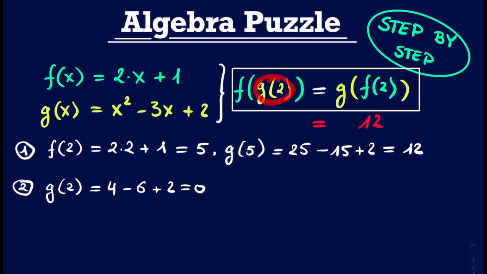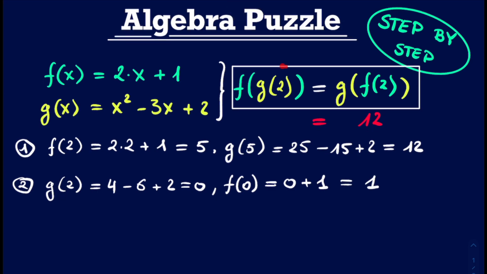So this number here inside of our function f is 0. So we need to find the function f of x where x is equal to 0. So let's do that. We have f of 0 is equal to 2 times x, so 2 times 0, which is 0, plus 1. And this, of course, gives us simply 1. Therefore, we find that the left-hand side of this equality sign is simply equal to 1.